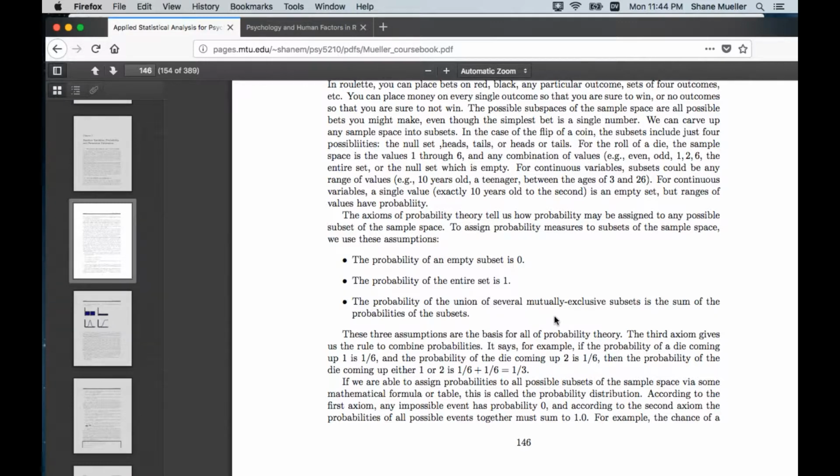And then the only other axiom is a little more complicated, but not much. It says the probability of the union of several mutually exclusive subsets is the sum of the probabilities of the subsets. And this is where all the action is.